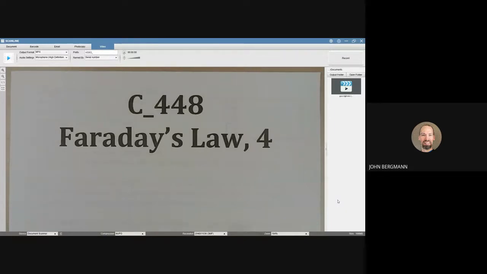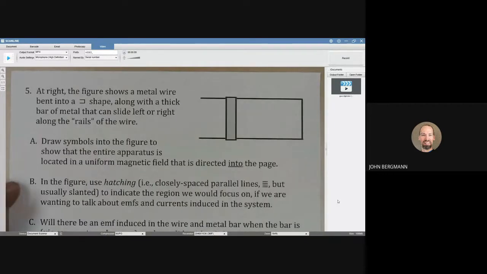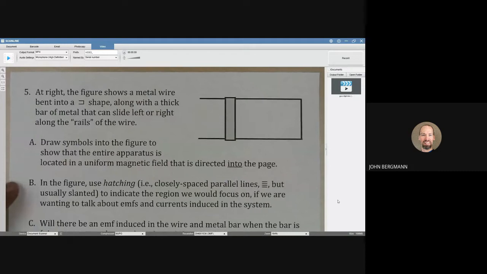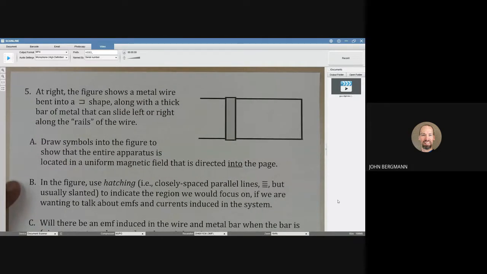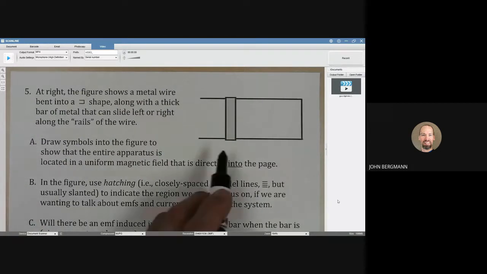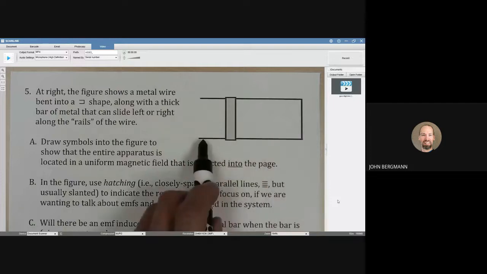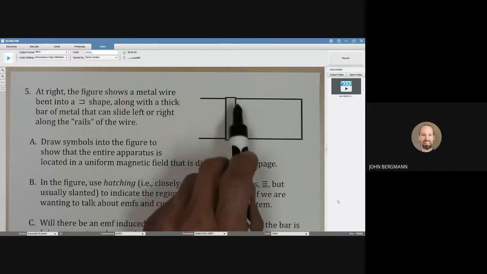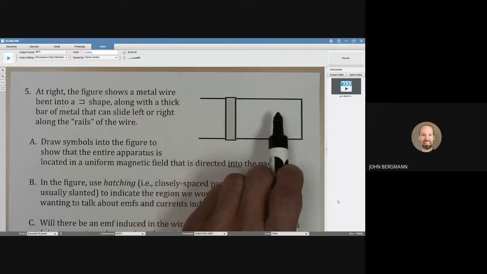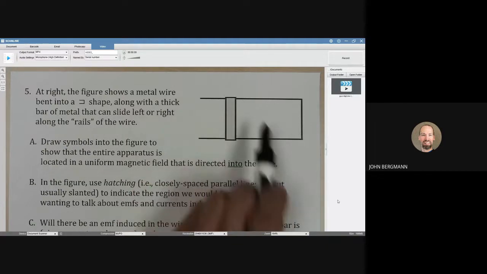Faraday's Law 4. At right, the figure shows a metal wire bent into a U shape, along with a thick bar of metal that can slide left or right along the rails of the wire. We have a wire here that's bent into kind of a U shape, and then this thick bar of metal can slide along here, can slide to the left and right.